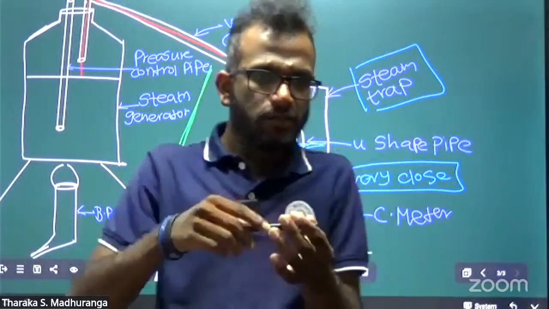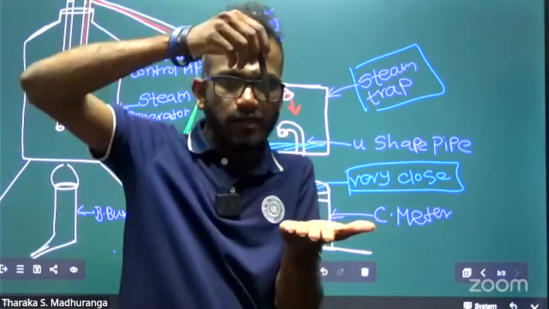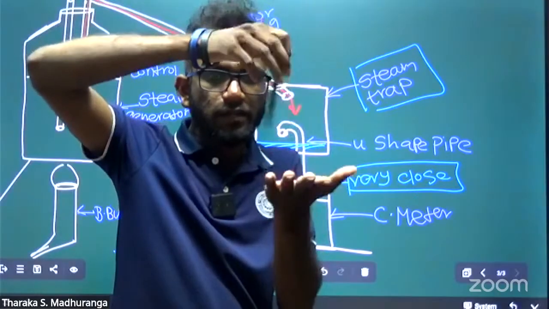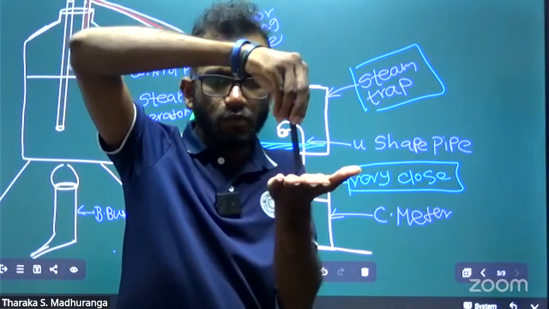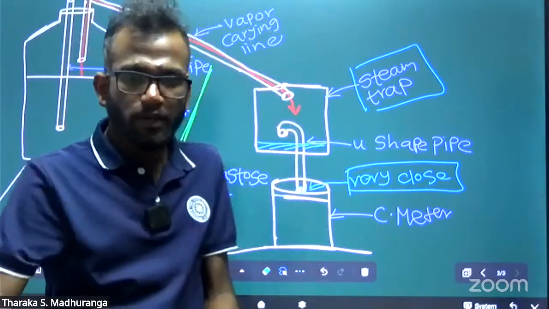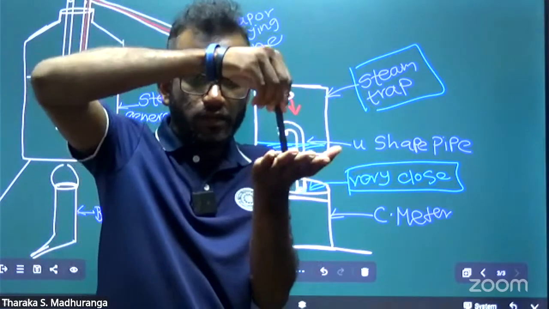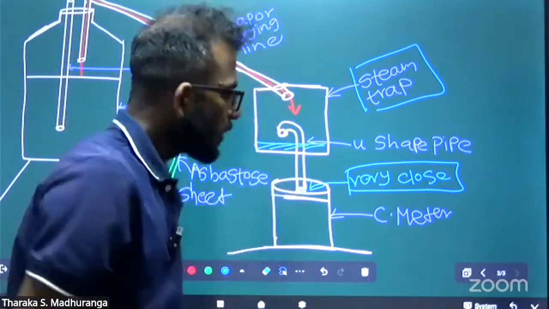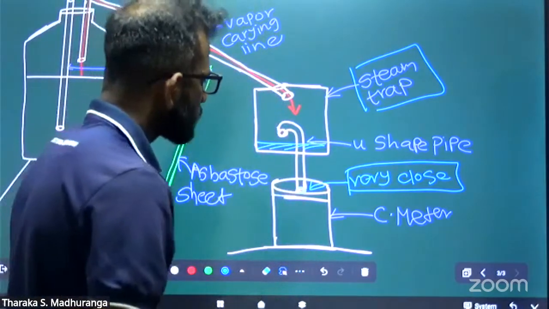Normally like this. Think this is the water surface, and the end of this pipe is like this, very close. But it cannot touch. It needs to be very close, but not touching. Okay, that's all you need to understand.